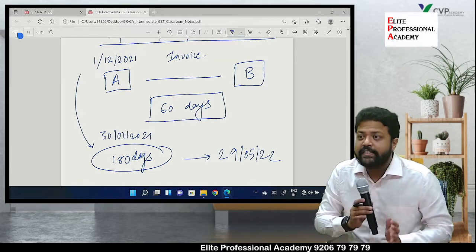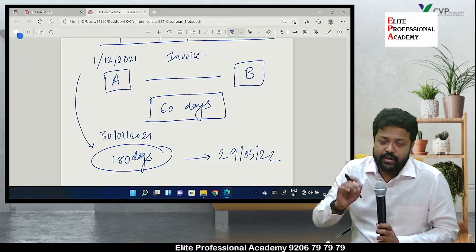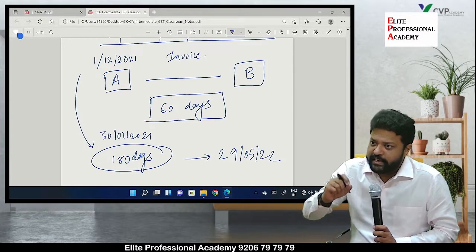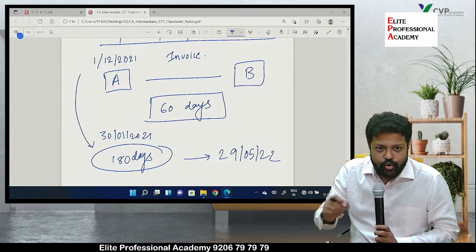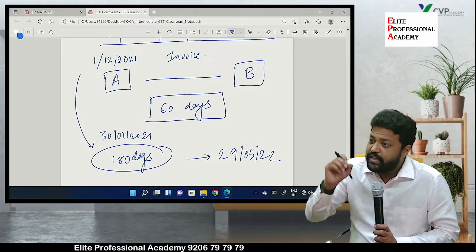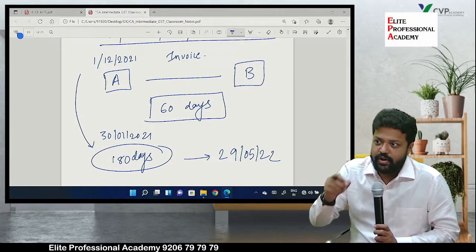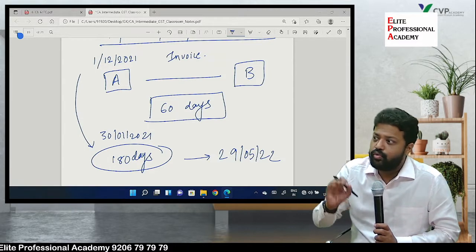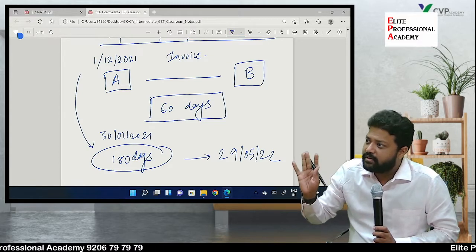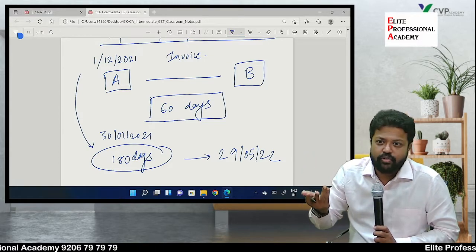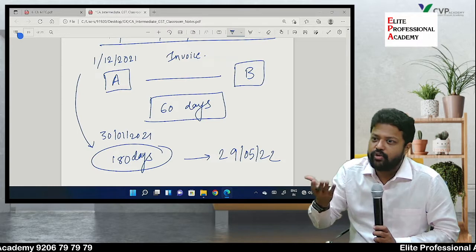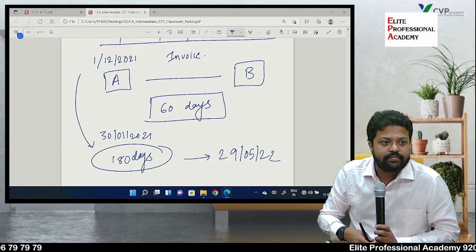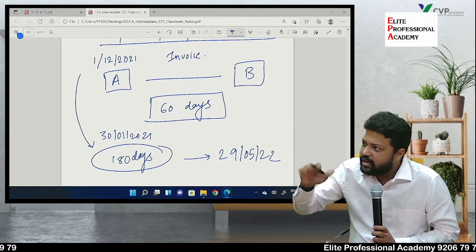Now GST Act says if the payment of that invoice by the buyer, that is B, is not made to Mr. A, that is supplier, within 180 days, which is ending on 29th May 2022, then the credit becomes ineligible. Now what to do? क्या करोगे आप? What is the solution that you have? He has already claimed.